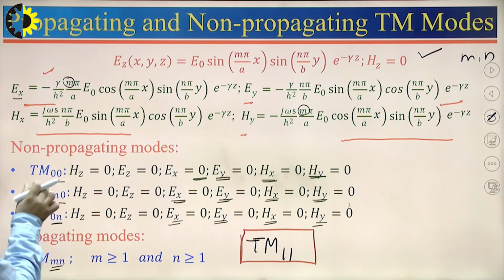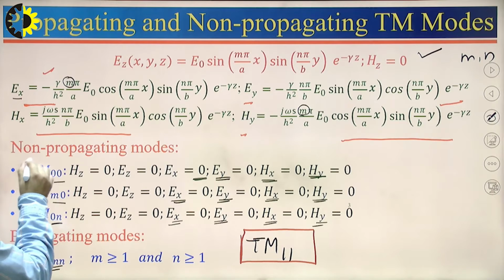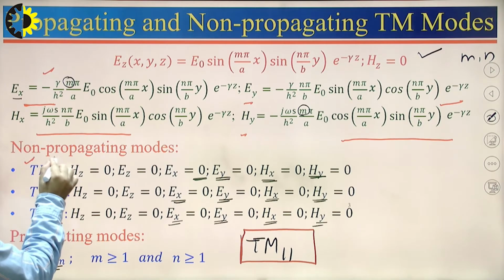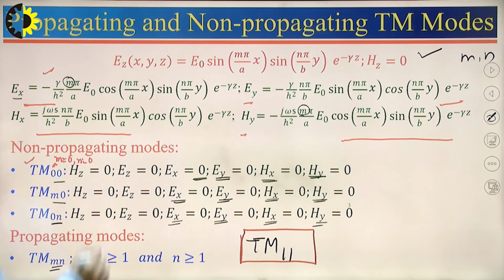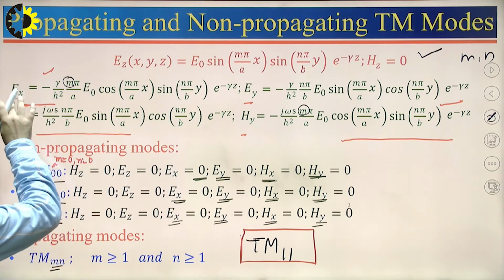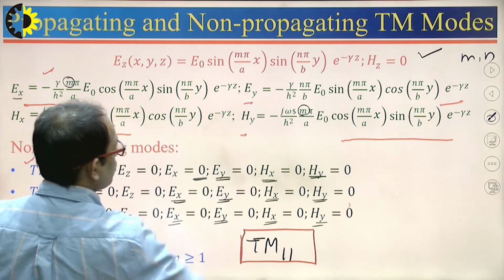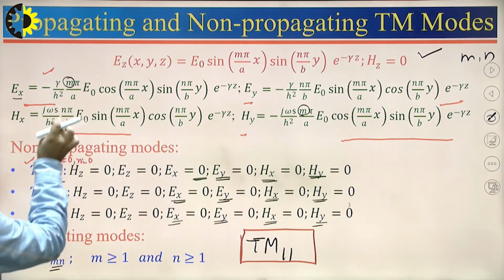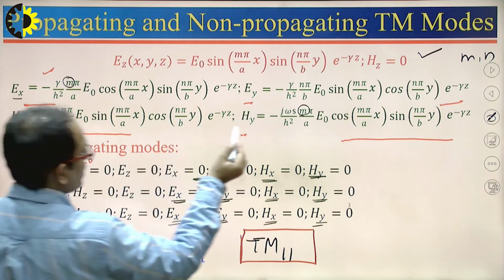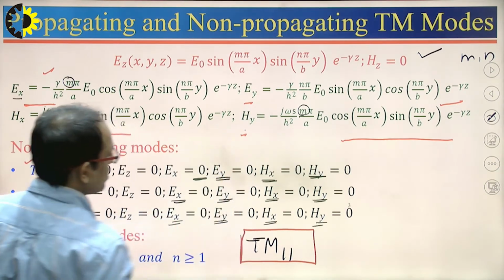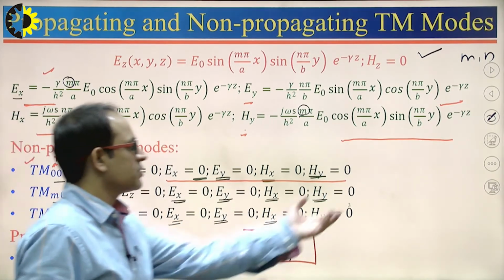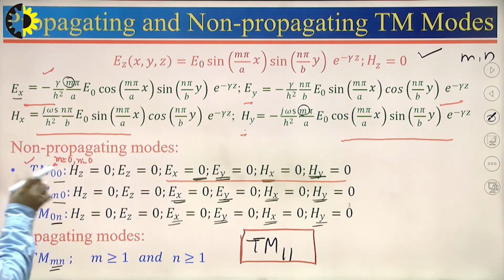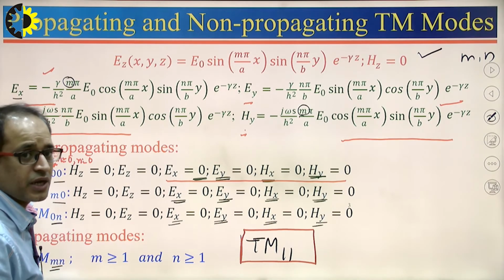Now just see, first is TM00, when m equal to 0 and when n equal to 0. On putting m equal to 0 and n equal to 0, here we will see that Ex comes out to be 0, Ey comes out to be 0, Hx comes out to be 0, and Hy also comes out to be 0. All components of fields come out to be 0. That's why TM00 does not exist in the rectangular waveguide.